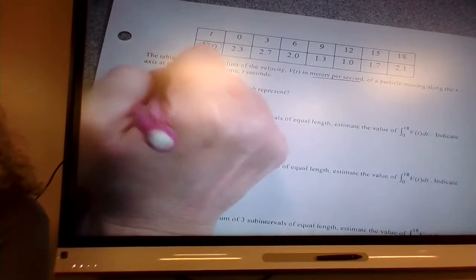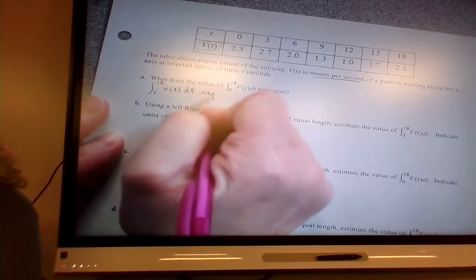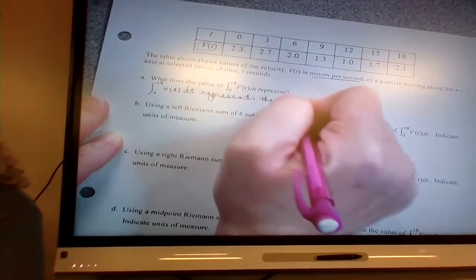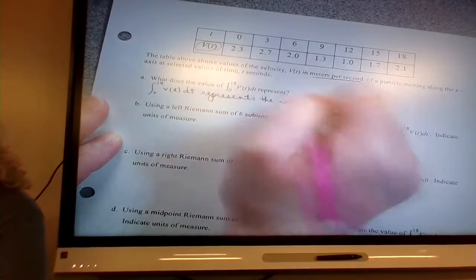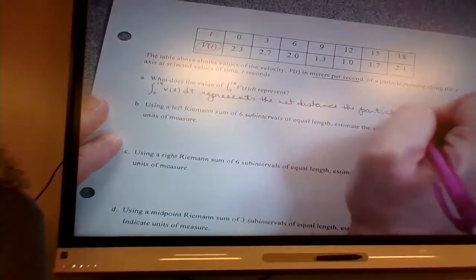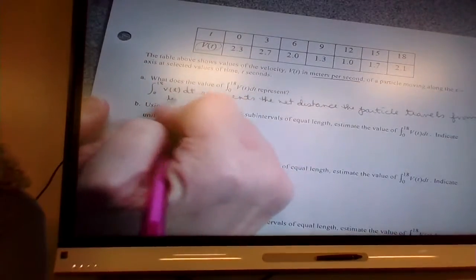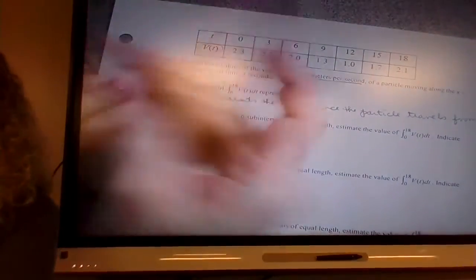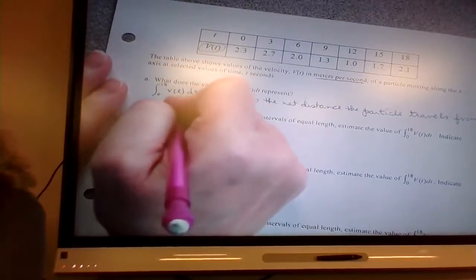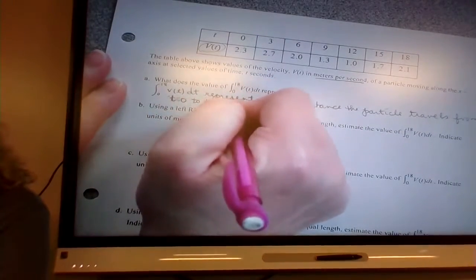So from 0 to 18, v of t dt represents the net distance the particle travels from t equals, not 2, t equals 0, just turned into a 2. I have an eraser. From t equals 0 to t equals 18 seconds.